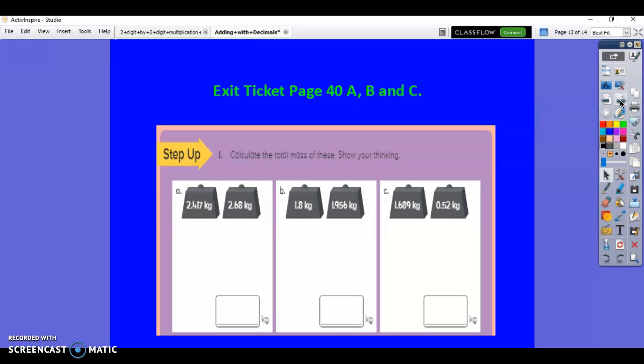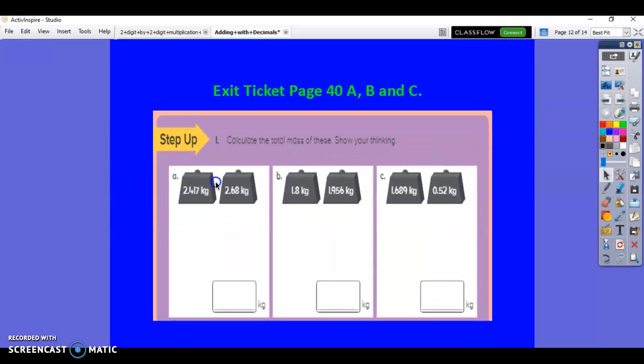Now, these are weights, so you have to make sure that your decimals are lined up correctly and they are adding up. It says calculate the total mass. So you're adding up the mass of the 2 weights. It's just those 3. So then we'll come back and check before you do any of the independent practice.